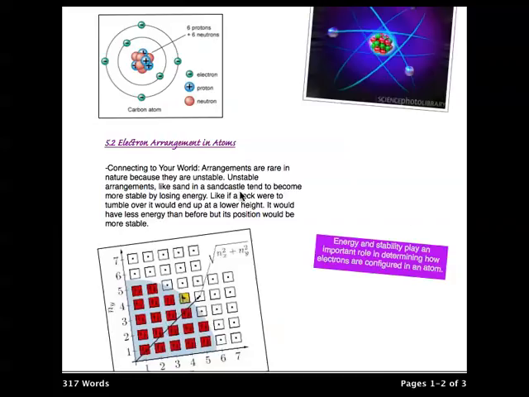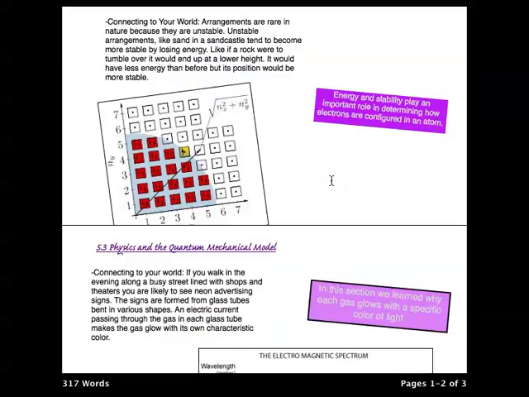Energy and stability play an important role in determining how electrons are configured in an atom, which also makes sense when thinking about how atoms and electrons work. This is just an example that was in our book, and it's a chart to help us understand this part more.